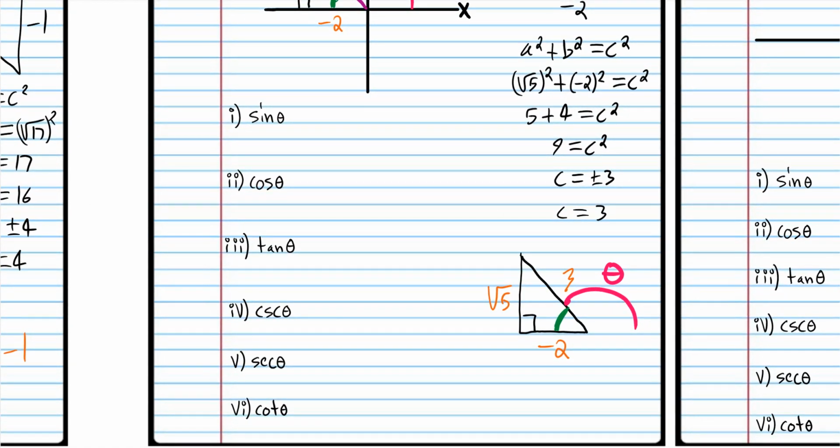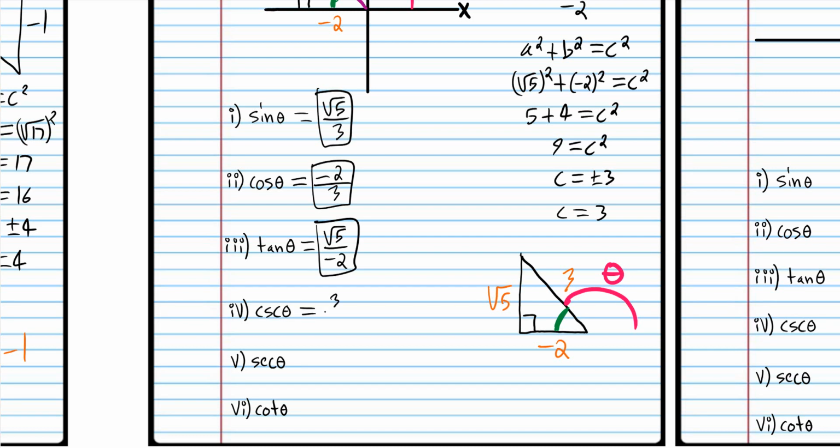So sine theta is the side opposite the green reference angle divided by the hypotenuse. Cosine theta is the side adjacent the green reference angle divided by the hypotenuse. And tangent theta is the side opposite the green reference angle divided by the side adjacent.